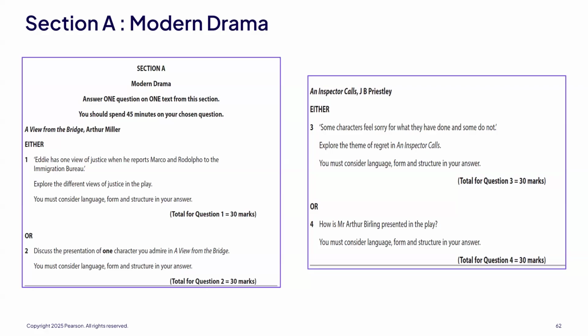And then for An Inspector Calls, we had: some characters feel sorry for what they have done and some do not. The theme of regret. And then Mr. Arthur Birling, how is he presented? And again, the signposting to the AO2. So that's how the questions look. There will always be two questions on every text and students choose one of them.